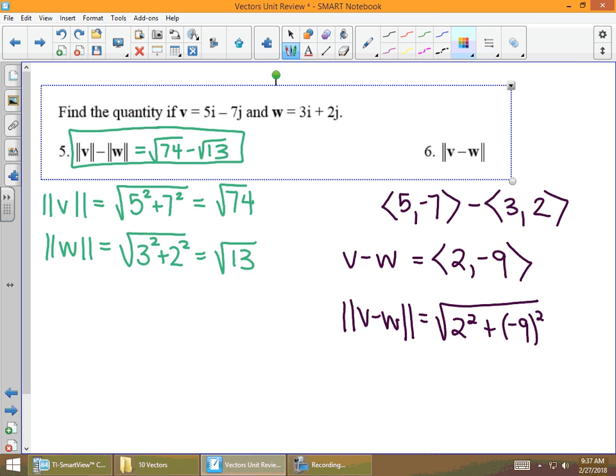If you are letting your calculator help you with this, that is fine. Just make sure that when you square that negative 9, you have the negative inside parentheses. So that's 4 and 81, which gives us the square root of 85. I do not believe that we can break that one down. All right, those are some magnitude problems for you.